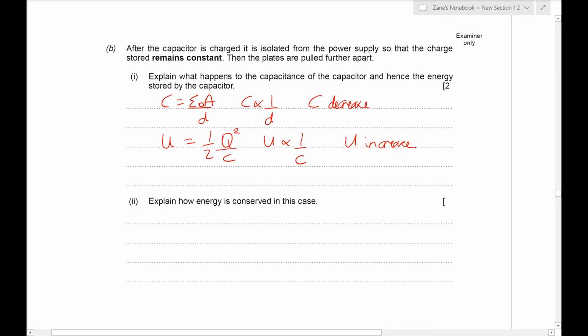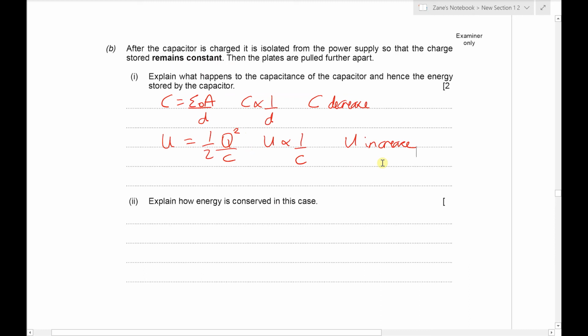If, for example, you'd used U equals a half CV squared, you might have thought that U was directly proportional to C, but the problem here is that V is not constant. The potential difference across the plates will change with the separation. So here we've used U equals a half Q squared over C. Q is definitely constant, so therefore U is definitely inversely proportional to the capacitance.